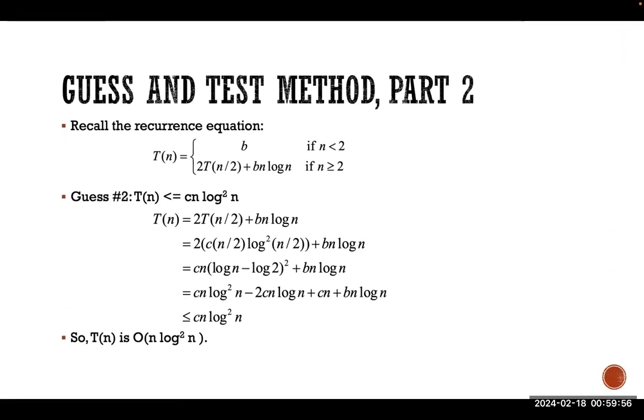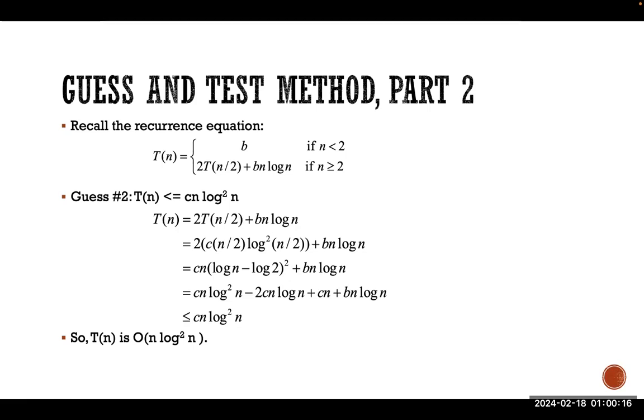Hi, I am Karthik. I'm going to continue from here, and this is the second example of the guess and test method. This is a recurrence equation where T of n equals B if n is less than 2, and T of n equals 2 times T of n by 2 plus B n log n if n is greater than or equal to 2.